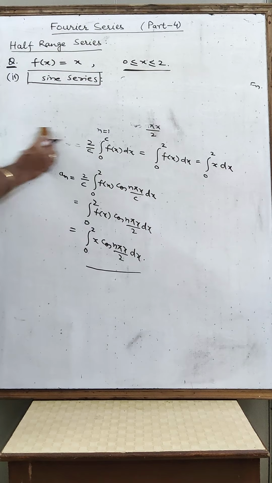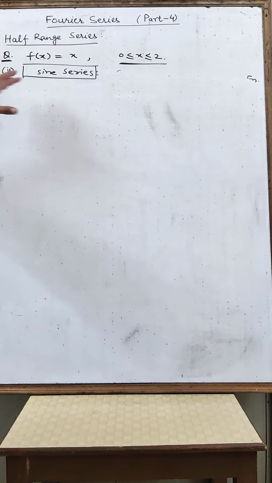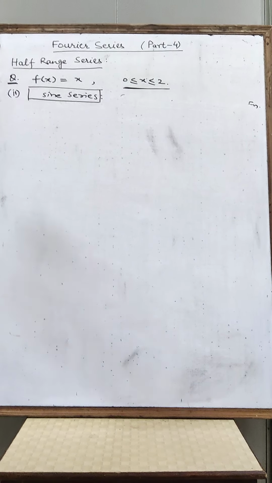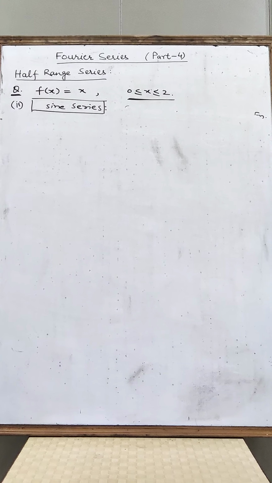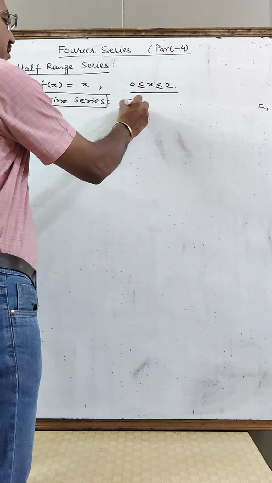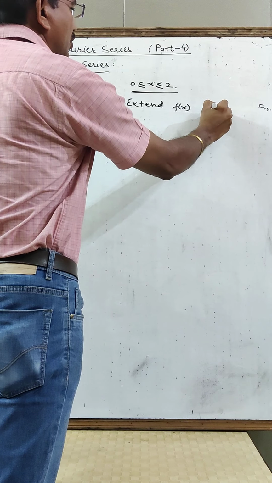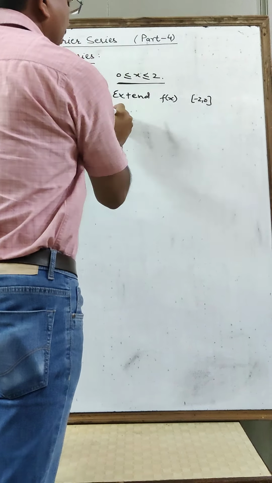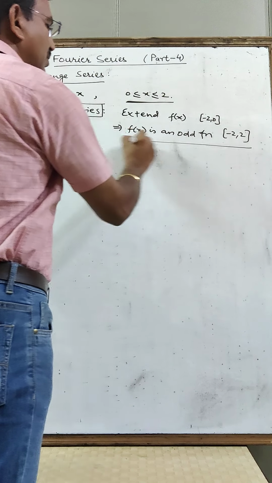If we have to find the sine series of the same function, that function f(x) equals x defined over the interval from 0 to 2, and we are asked to find the sine series of this function, then we would extend our function from minus 2 to 0 in such a way that the function is an odd function over the interval minus 2 to 2.